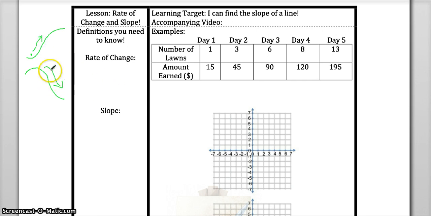So that's basically the concept of slope, but we're going to talk about it more so with graphing and lines, but we'll get into that in a little bit. Just keep that in mind when I'm saying slope. That's basically what I mean.